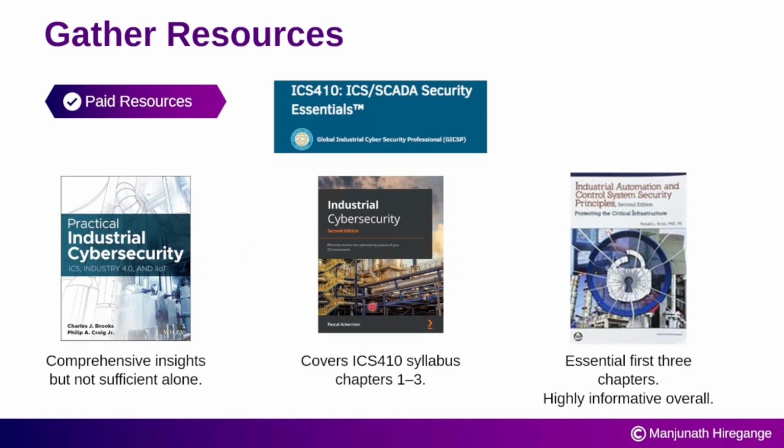And then Industrial Cybersecurity by Pascal Ackerman. If you are following the ICS 410 syllabus, it's a solid choice for chapters 1, 2, 3. It breaks down the material in a way that's easy to understand. Then, this is Industrial Automation and Control System Security Principles by Ronald Krutz. This is a comprehensive guide, but if you are short on time, focus on the first three chapters as they are particularly relevant to the exam. But if you can go through the entire book, it's packed with valuable information.